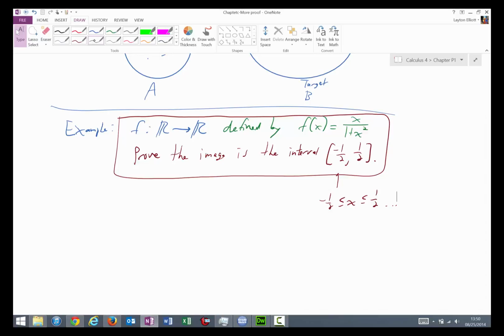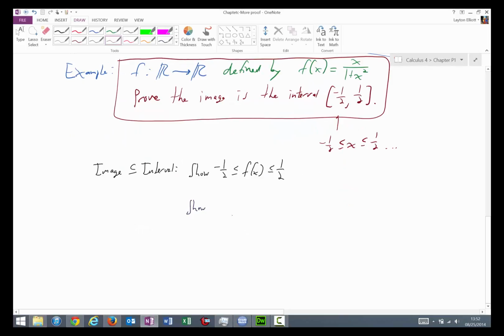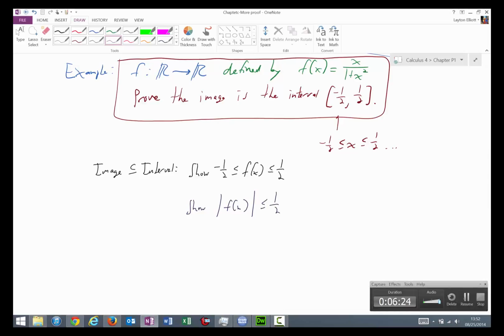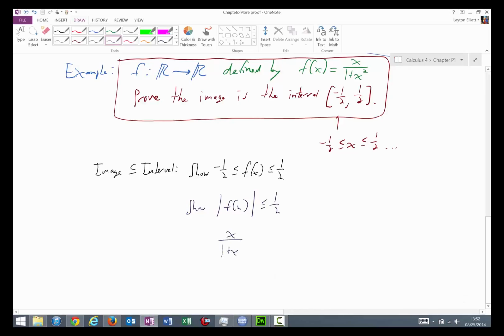If we want to prove that the image and the interval are the same sets, we have to pull on what we did before by saying that first the image is contained in the interval, which means that the image is a subset of the interval. To do that, we need to show that -1/2 is less than or equal to f of x, which is less than or equal to 1/2. The equivalent statement is that the absolute value of f of x is less than or equal to 1/2. So I want to show that the absolute value of x over 1 plus x squared is less than or equal to 1/2.